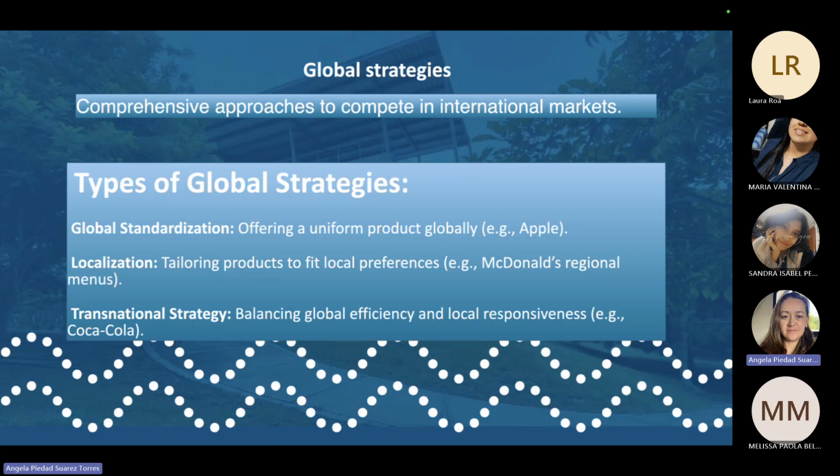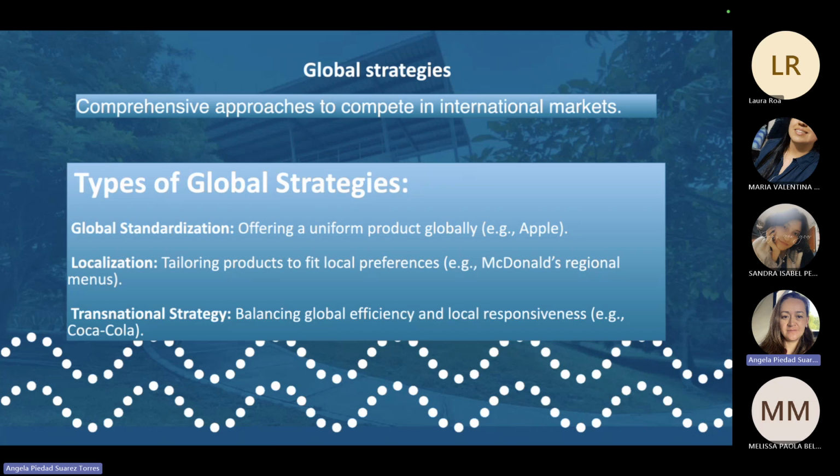The second type of global strategy talks about localization. In this case, tailoring products to fit local preferences. Here we go more to the examples of food, which is McDonald's, Starbucks, and different restaurants that we can find all over the world. Maybe Coca-Cola is also an example, but it's also a transnational strategy. In the case of McDonald's and Starbucks, those are companies that had to adapt their menu regarding the customer, the region, and the preferences of the customer.